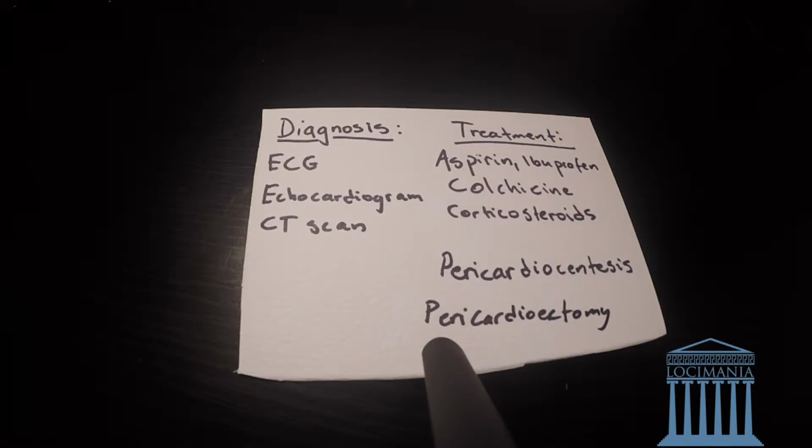Treatment: aspirin and ibuprofen will help the patient. Colchicine, which is a medicine that helps reduce the inflammation in the body, will help, and if not, you use corticosteroids like prednisone, and that will probably help. In severe cases, you will have to do a pericardiocentesis, which is very common in cardiac tamponade, where you put a needle in the pericardium and you aspirate the fluid. This may have to be done more than once over a couple of days. And then you have a pericardiectomy, which you have to do when you see that the pericardium is too rigid and not helping the heart pump anymore.